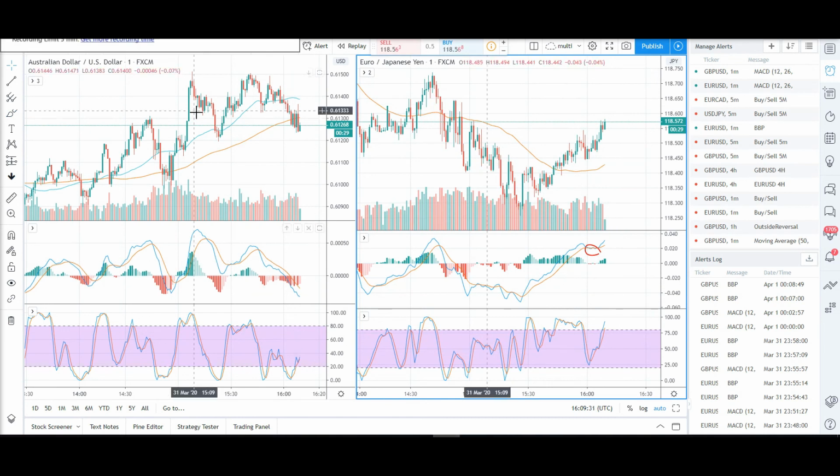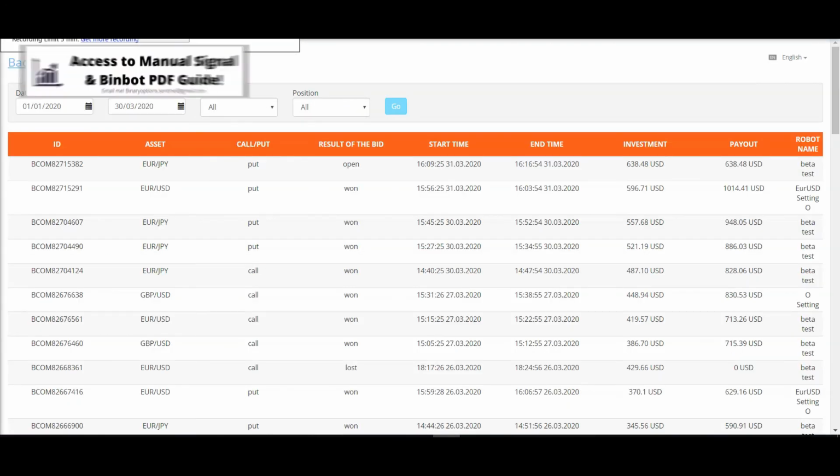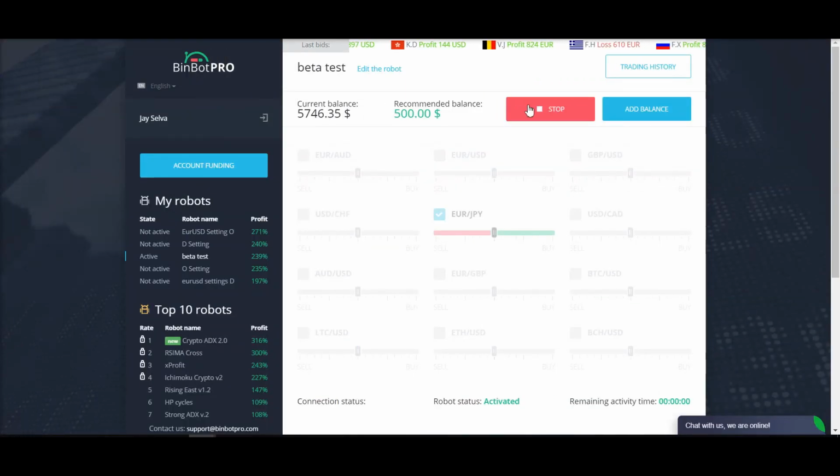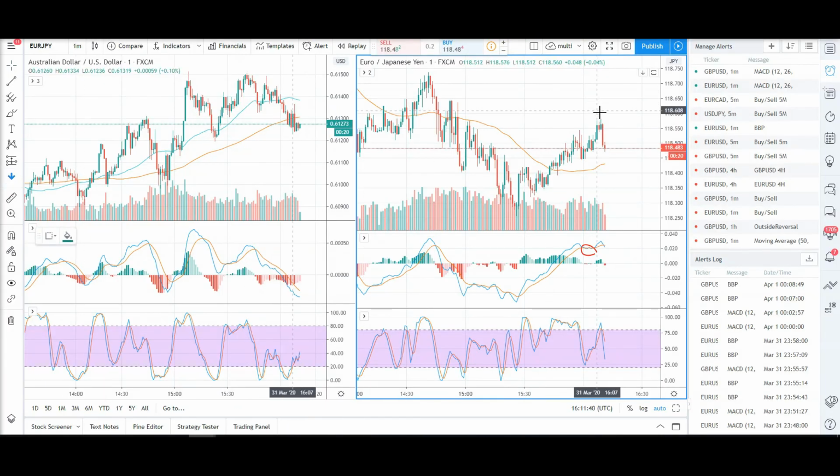Alright, so in the situation there's a put trade at 16:09, remember to turn off the robot first. Okay, you can see a balance decrease due to the trade taken. Okay, so it seems like the current price movement has a strong put, so it looks like a good trade. So let's wait for the trade to expire.